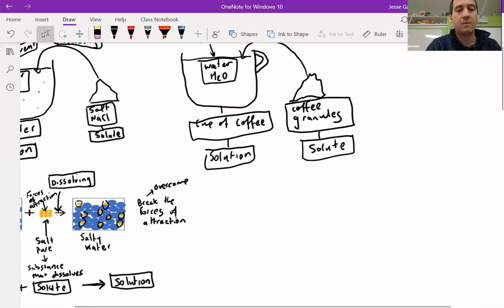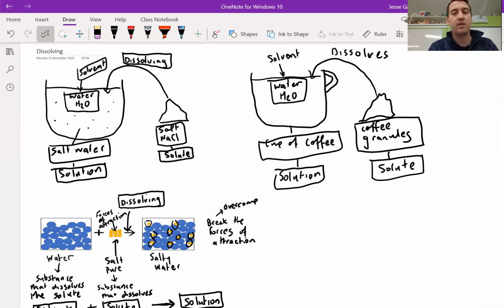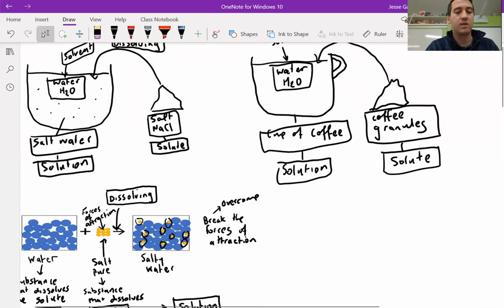There are lots of other examples of solutions. Anything which dissolves and mixes together and basically looks like it disappears will be a solution. Now, we've looked at 2 cases where water is the solvent, but it might not always be water. There are some other solvents, which we, again, will see later on.